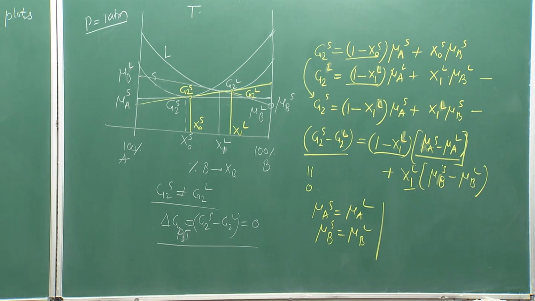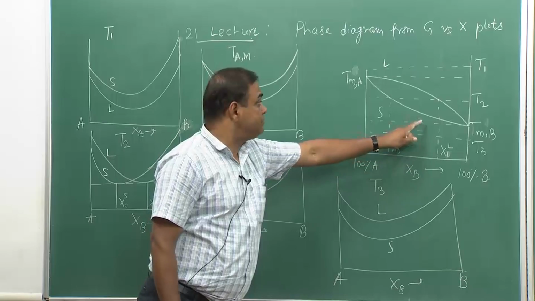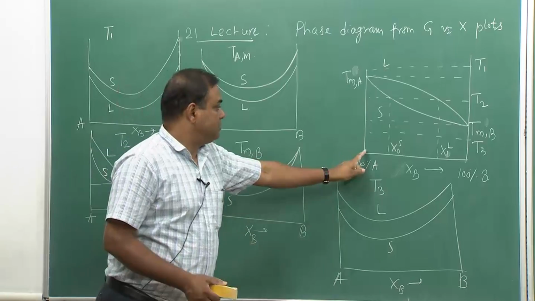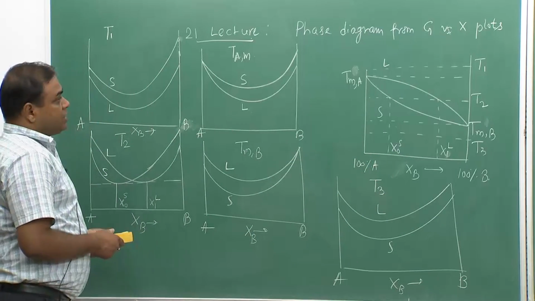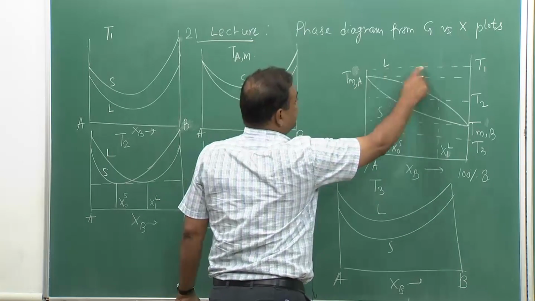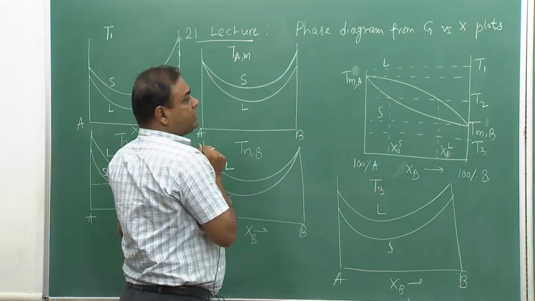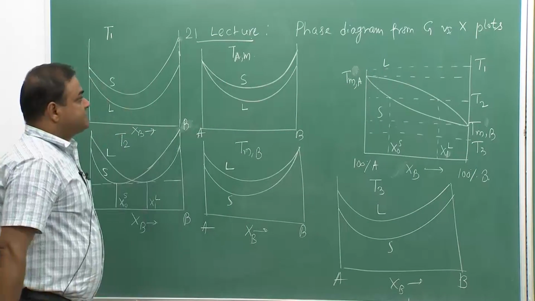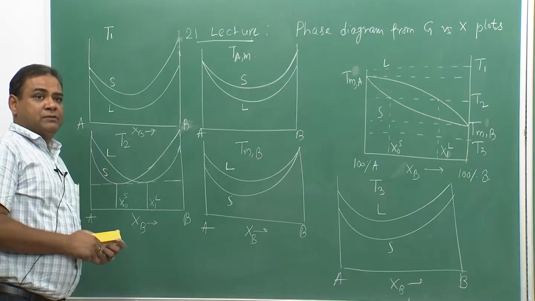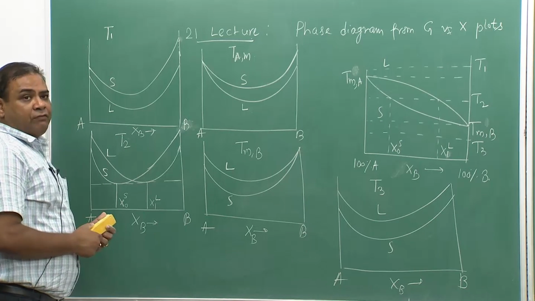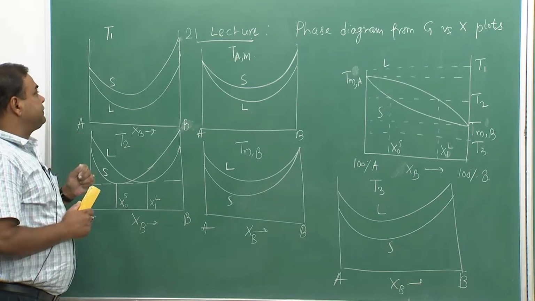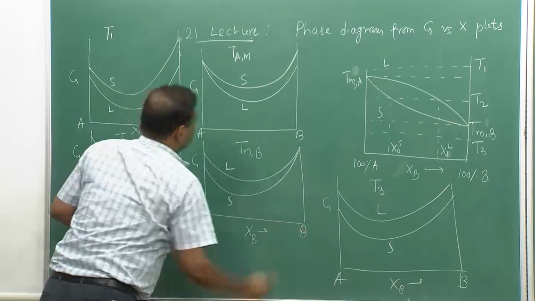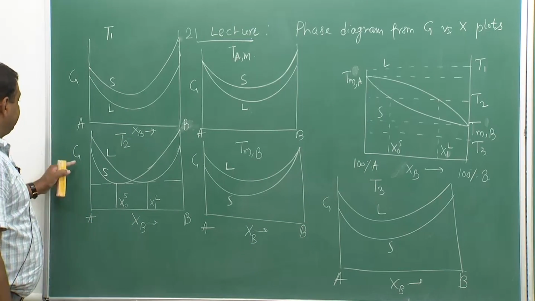So, let us draw an isomorphous phase diagram where there is liquid solubility and solid solubility from 100% A to 100% B. Now, if I try to draw the free energy composition diagram for liquid and solid phase at this temperature T1, since at this temperature T1 liquid is stable, the free energy graph of liquid will be below the solid free energy graph. This is the composition, this is free energy.